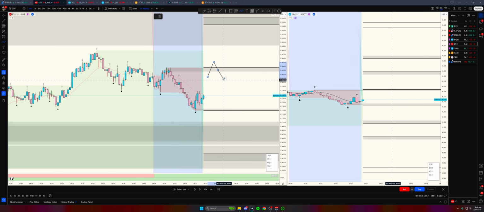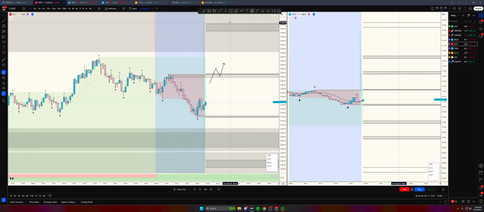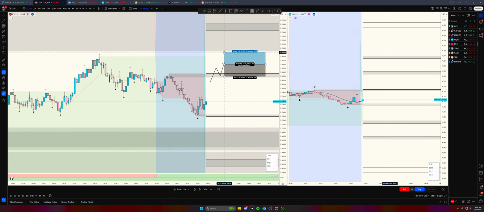But typically we wait for the rejection, it breaks into the zone, and then we wait for a displacement candle away from it. That will then be typically the entry, stops below, and then take profit out of standard deviation levels.